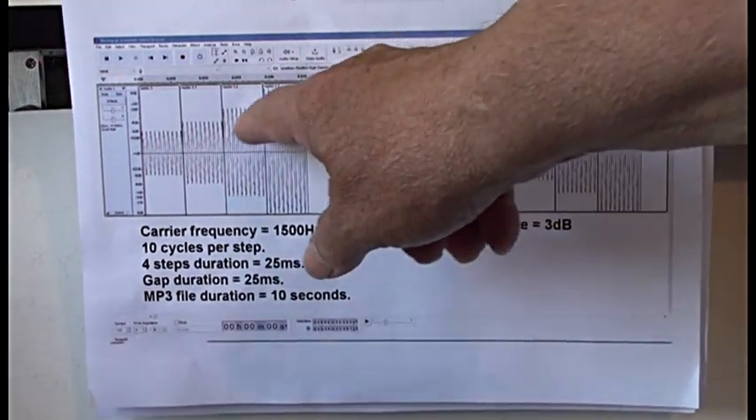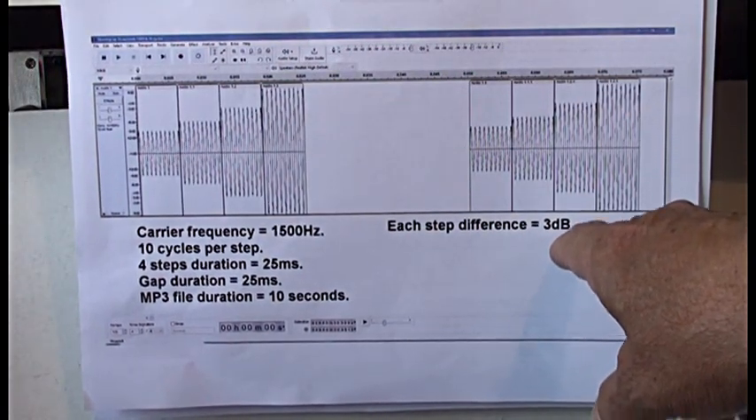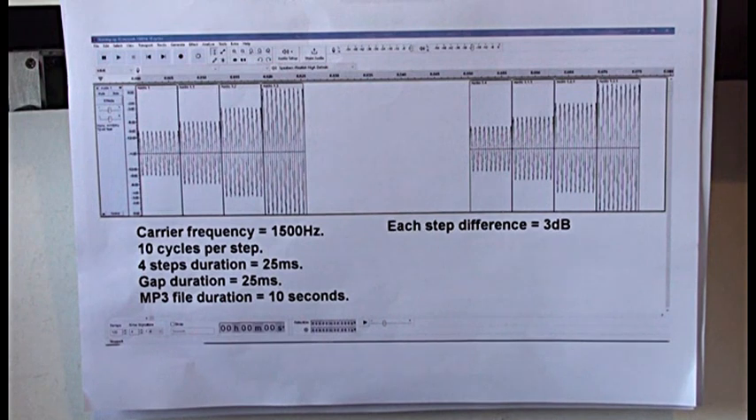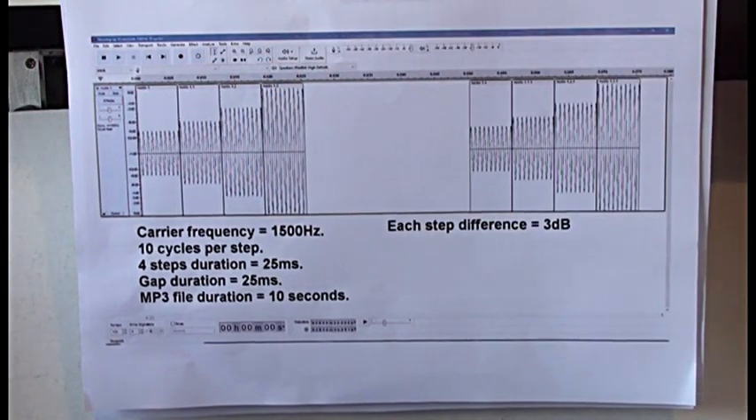Each of the steps have been carefully made, and they're approximately 3 dB relative to each other. So it's actually quite accurate, so the 3 dB will be pretty good. So that's the waveform of the stair step.